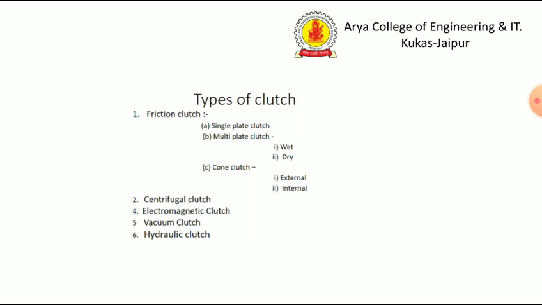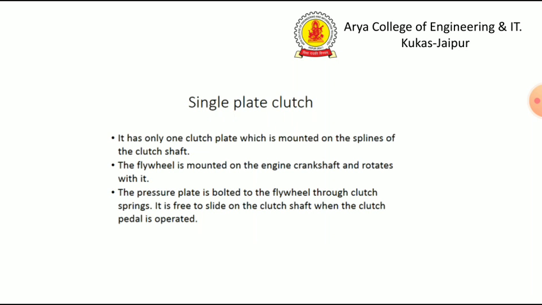Types of clutch. The clutch is broadly classified into six types. First one is the friction clutch, which is subclassified into single plate, multiplate, in which multiplate is also classified in two ways, wet or dry, and cone clutch, which may be external or internal. Then semi-centrifugal clutch and centrifugal clutch, electromagnetic clutch, vacuum clutch, and hydraulic clutch.